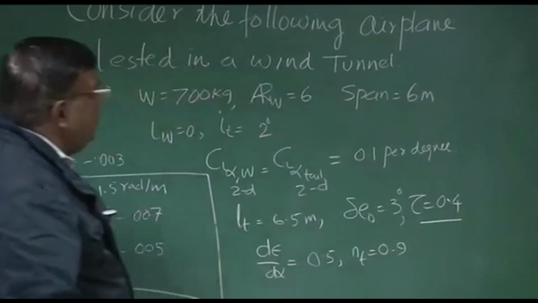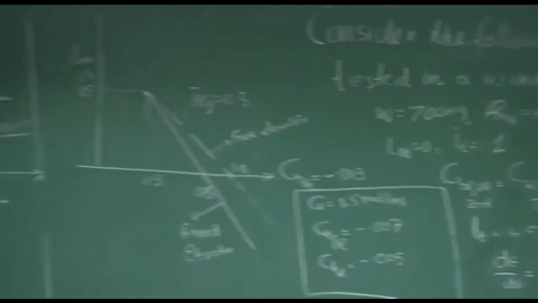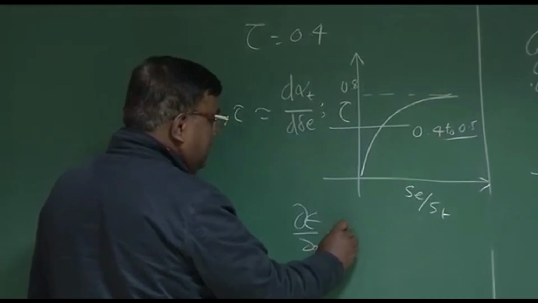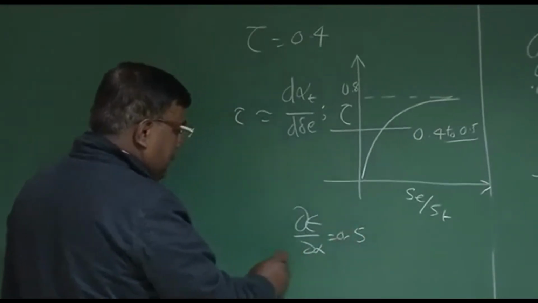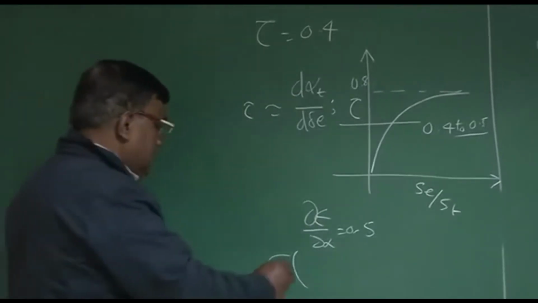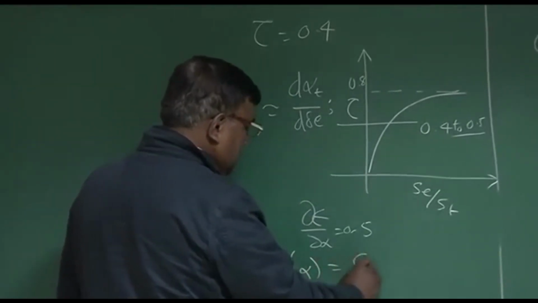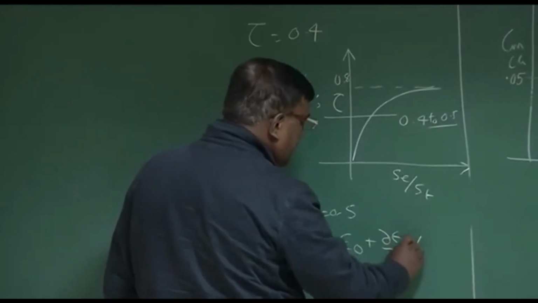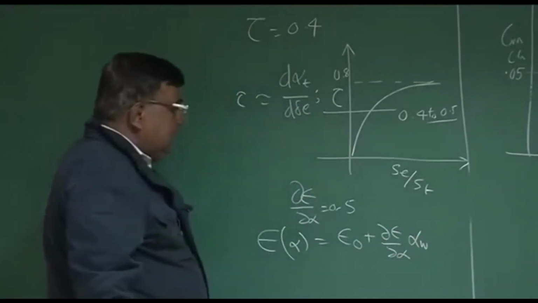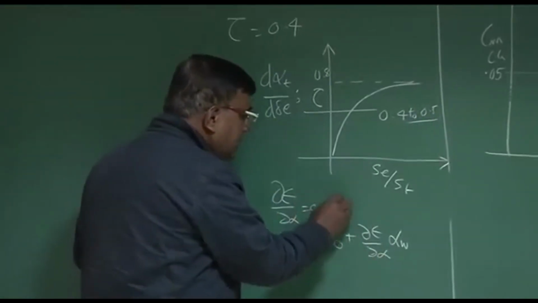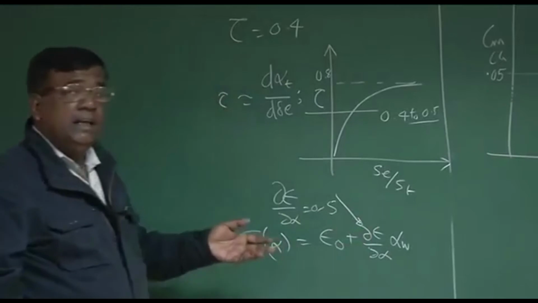Now comes d epsilon by d alpha. When you say d epsilon by d alpha is 0.5, you know that this epsilon is the downwash at the tail because of the wing. Right? It can be expressed as epsilon naught plus d epsilon by d alpha into alpha wing, and this d epsilon by d alpha, which is 0.5, is a pretty high value, right?